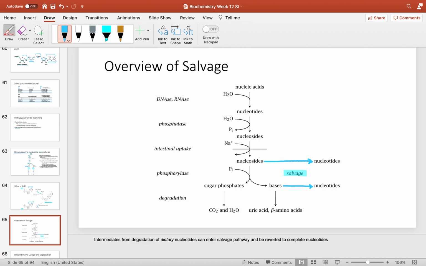Alright, so now we just saw the de novo pathway, right? That was pretty easy. Now let's look at the salvage pathway. So remember, salvage is when the nucleotide bases are already present. So for example, one way this can be found is through our diet.